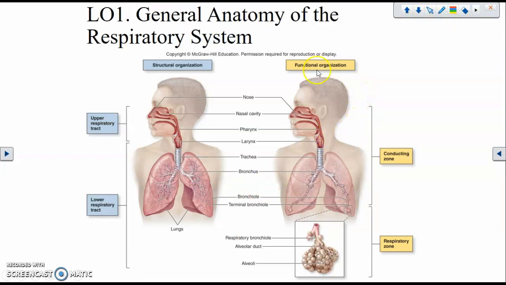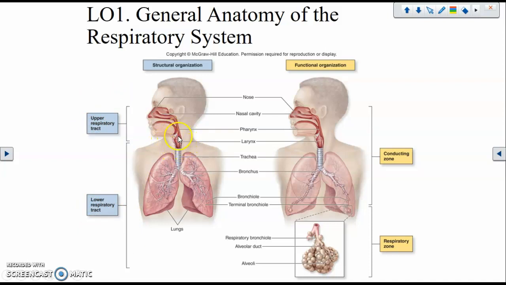So there are two ways that you can classify the respiratory system. The first one is through structure. If you already remember, the structural organization and functional organization was also present in terms of joints and also in terms of the nervous system. So in this case, the structural organization divides the respiratory tract into upper and lower tracts, and the division point for that is actually your voice box. All right, so the larynx.